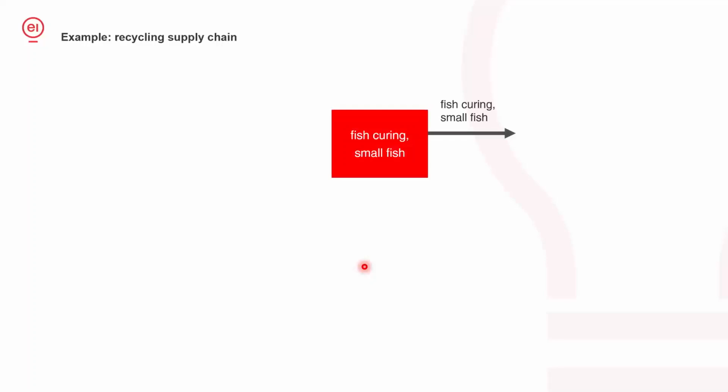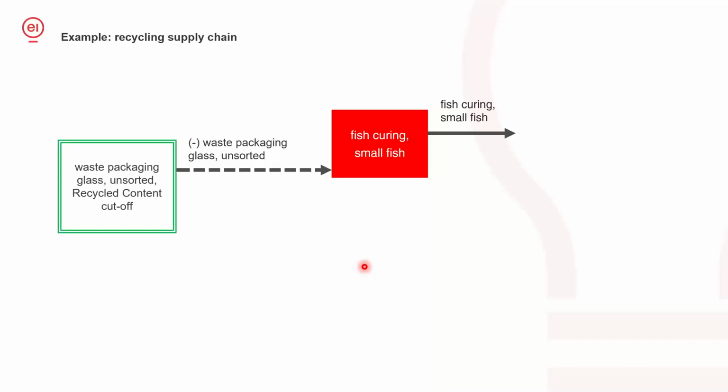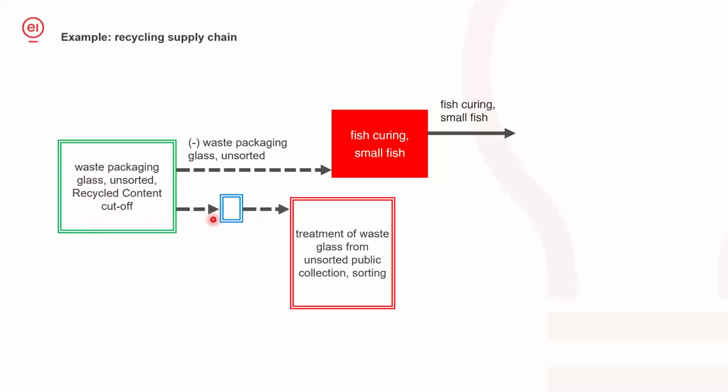An example here, I will use another example so that we can see a recyclable. We have the activity of fish curing, which produces waste packaging glass, sorted. Again, it's some waste packaging glass during the procedure of packaging. This is considered a recyclable, and that means that it does not need any treatment in order to enter the secondary supply chain. So the point of cutoff is after the producing activity. In the secondary supply chain, it enters burden-free.